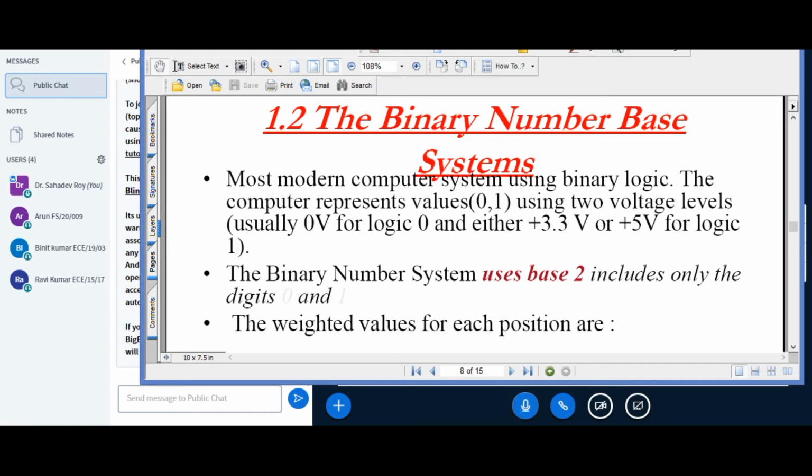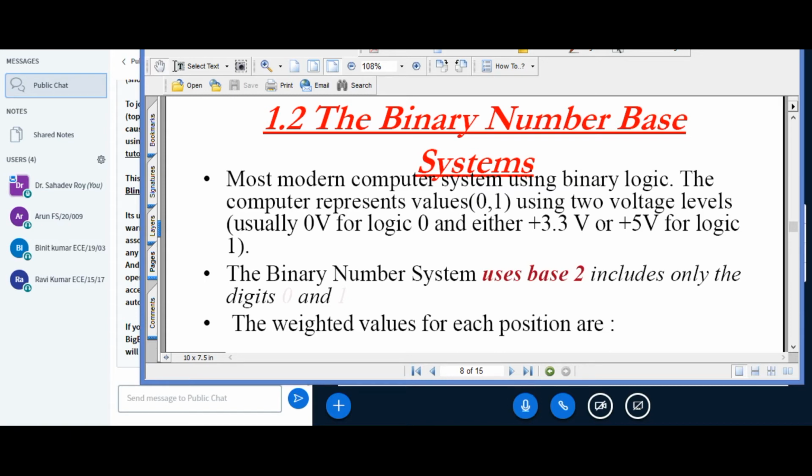So if you design a system where you consider 5 volt as logic 0 and 10 volt as logic 1, it depends on you. But if you increase the voltage level, it means it consumes higher power. And if you consider zero voltage, how do you know whether it is active or not?